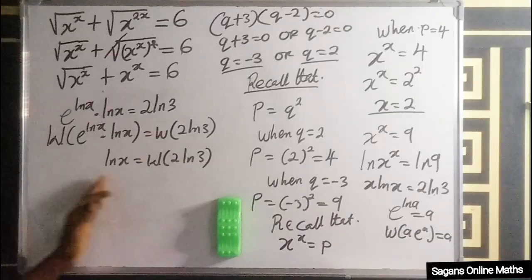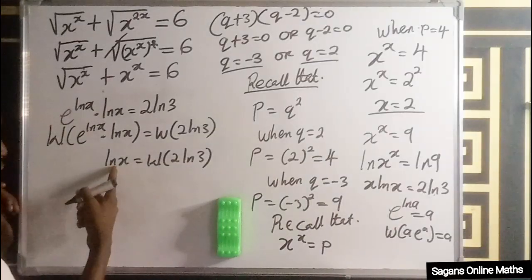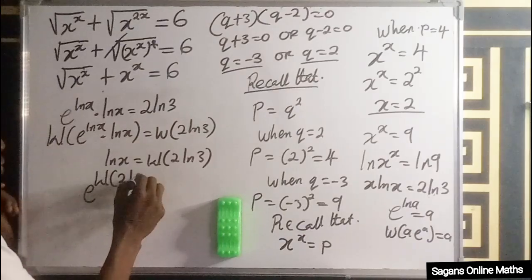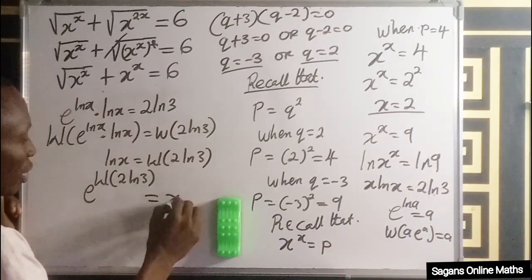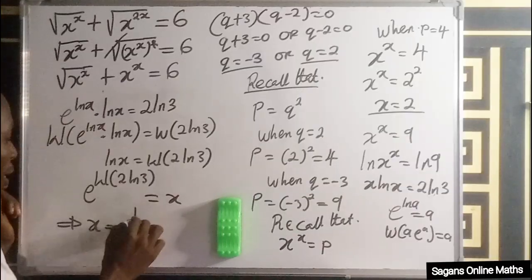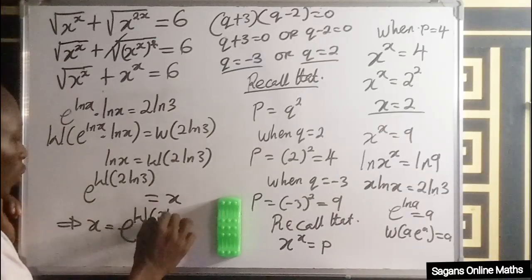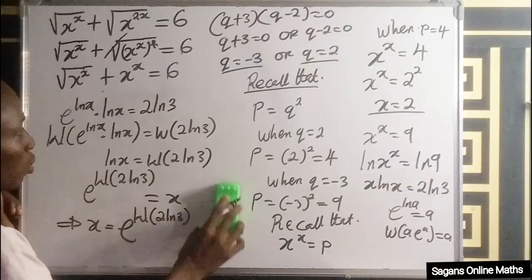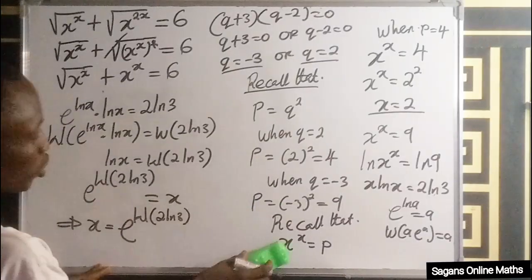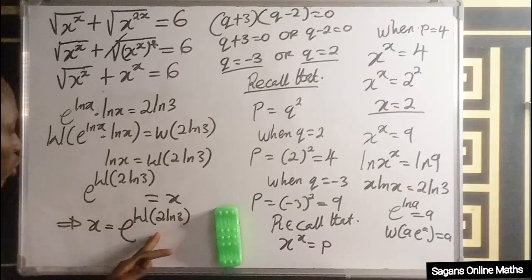Okay. Now we can raise this, say this is in base e. That means e raised to the power of the Lambert W function of 2 ln 3 is equal to x. And this implies that x is equal to e raised to the power of the Lambert W function of 2 ln 3. Now take note that it's not all calculators that have this operation.